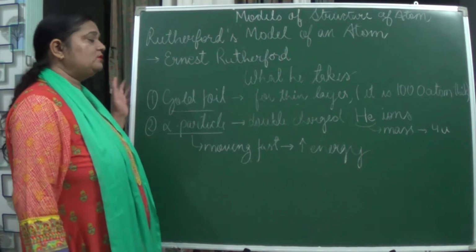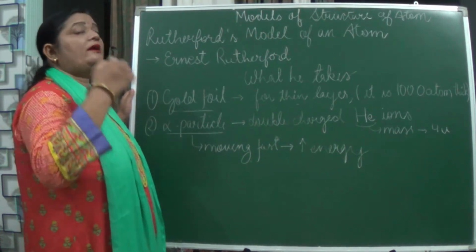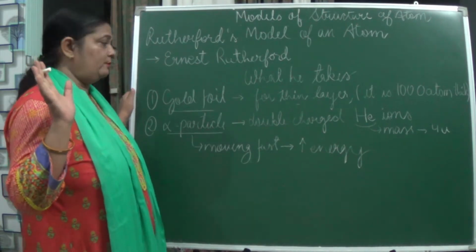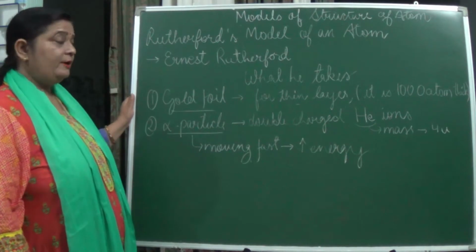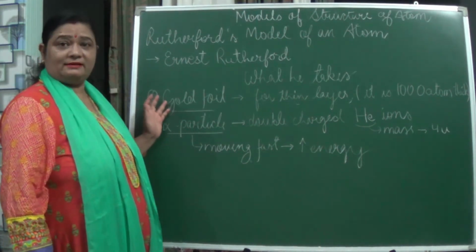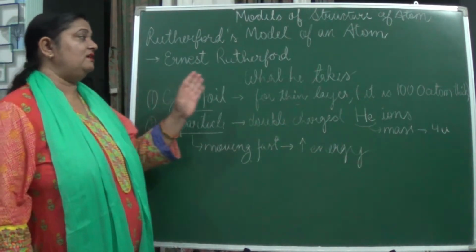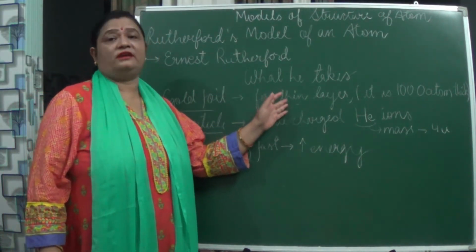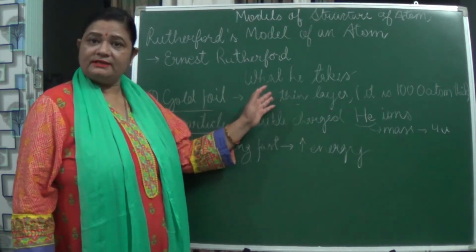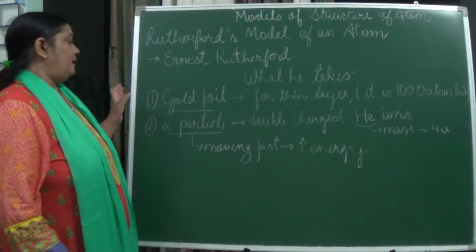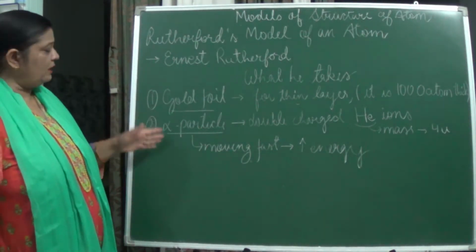Why did he take this gold foil? He could have taken aluminum, copper, or any other element or metal. But he took only gold foil. Why? Because it is very malleable and ductile in nature, it is very thin, and if it is very thin, naturally if anything strikes it, it can give the result, isn't it? Next he took alpha particles.